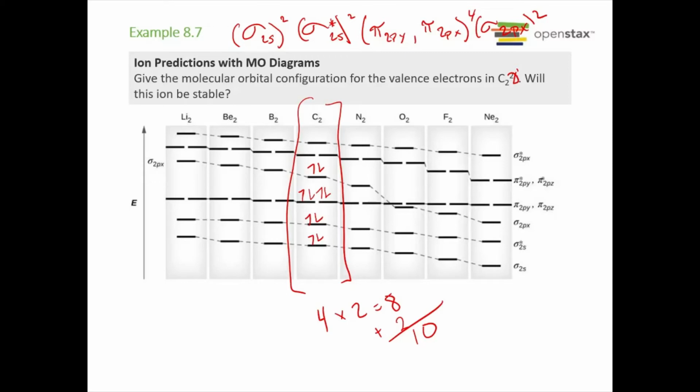So it looks like it should be stable, but let's go ahead and calculate the bond order just to be safe. For the bond order, we have 2, 4, 6, 8 bonding electrons minus 2 anti-bonding, divided by 2, 6 over 2. We have a bond order of 3. So this should be a stable molecule.